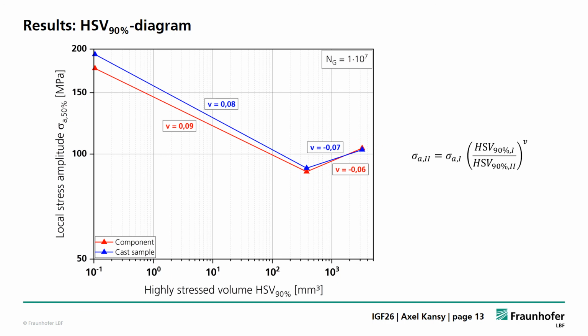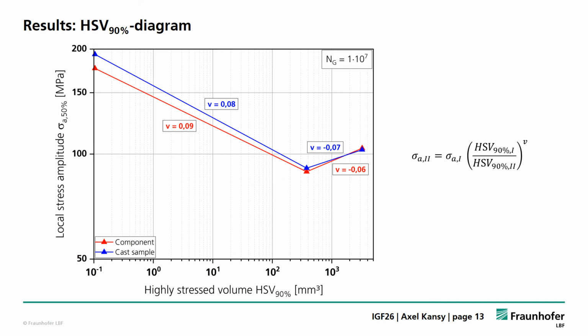The volume exponent V can be calculated using this formula here, and this allows the transfer of the fatigue strength to other highly stressed volumes. At first we see a decrease of the local stress amplitude with the highly stressed volume, and then we see an increase.